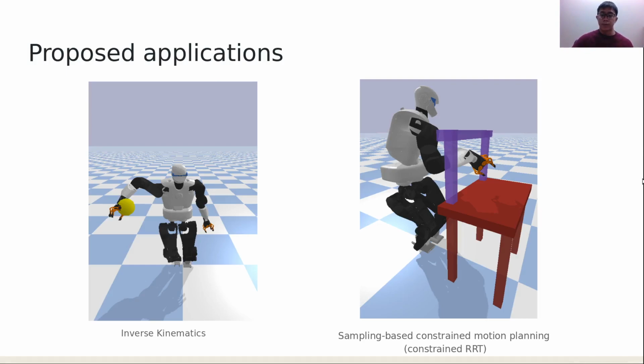Now, to show the benefit of the approach, we use GAN in two different applications. First, in inverse kinematics, we use GAN to provide initial configurations that are close to satisfying the task and also the constraints. In the second example, we use GAN to provide random samples for sampling-based constrained motion planning. So GAN is used to replace the uniform sampling.